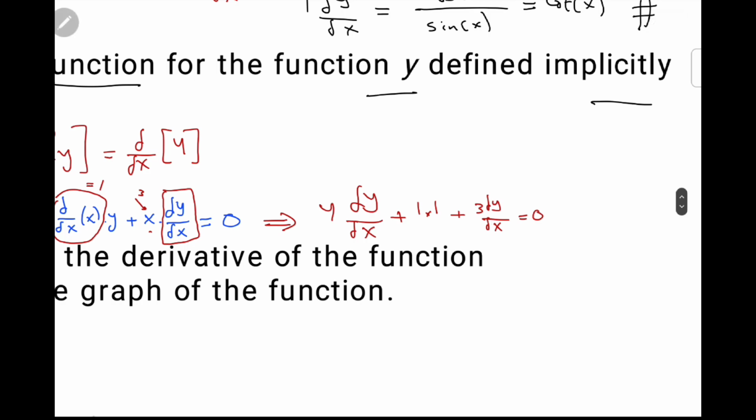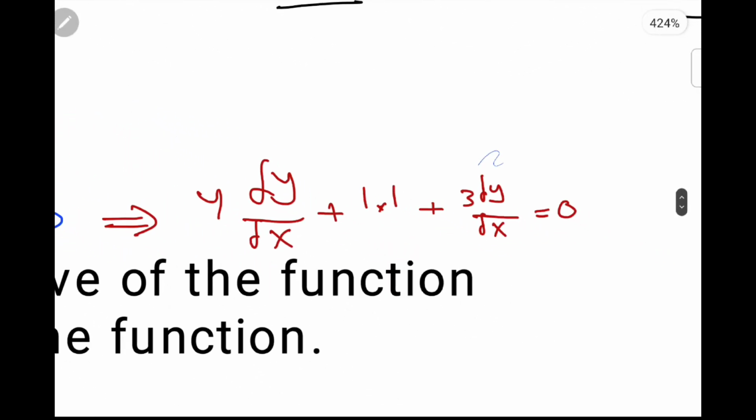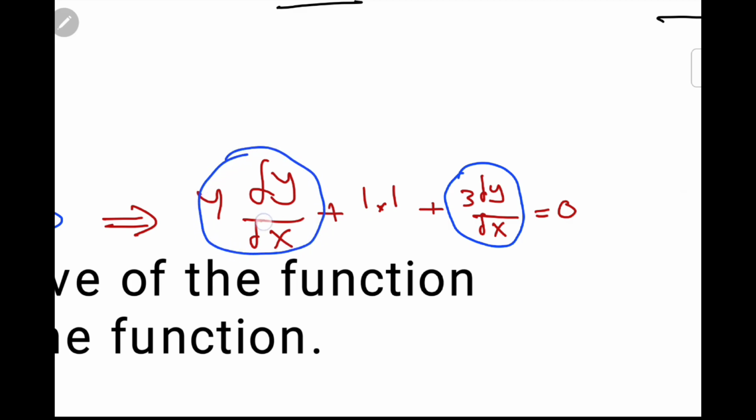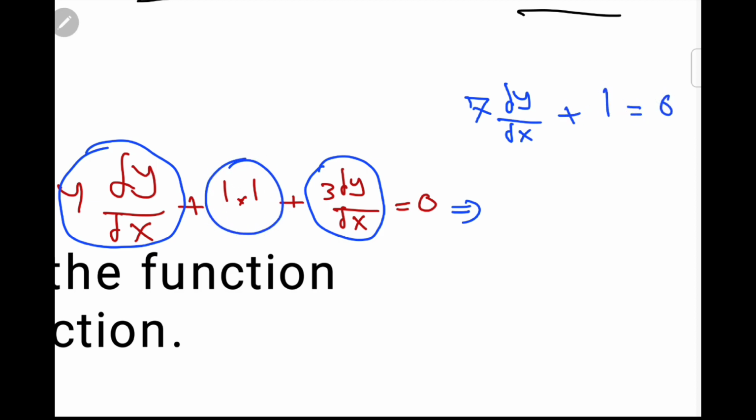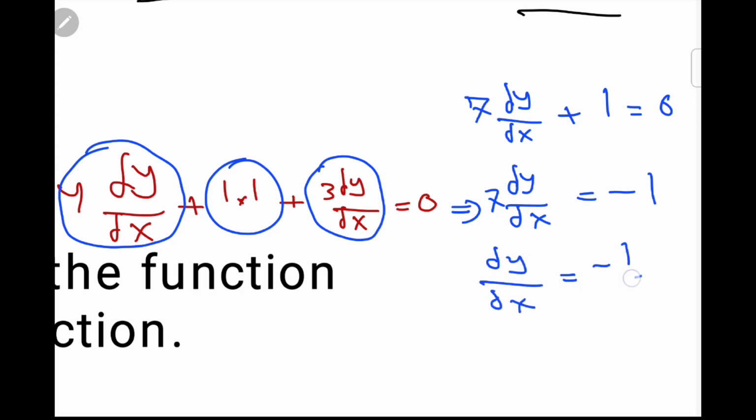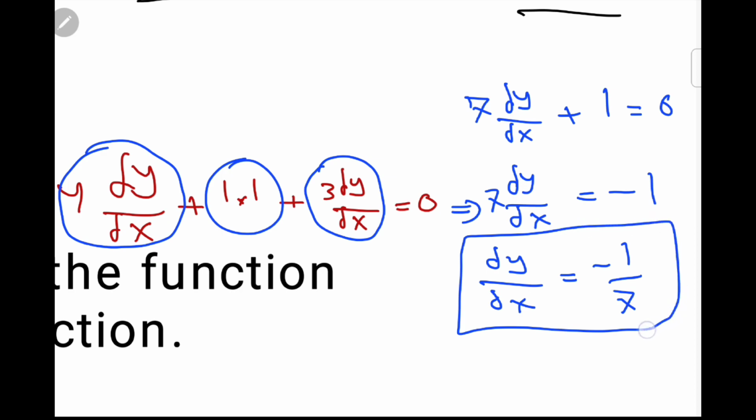Now let's combine the like terms. 3 dy by dx plus 4 dy by dx gives me 7 dy by dx, plus 1 equal to 0. So 7 dy by dx equals minus 1, and then dy by dx equals minus 1 over 7. And that's the final answer.